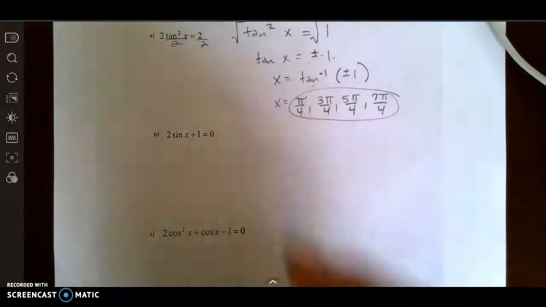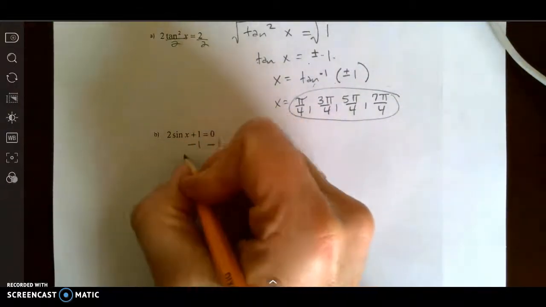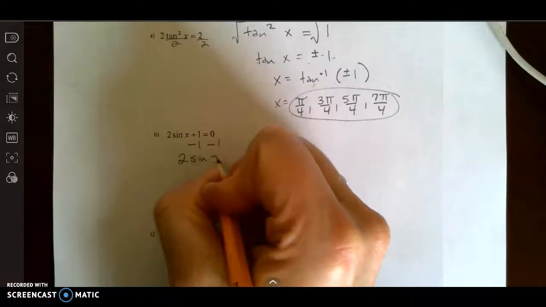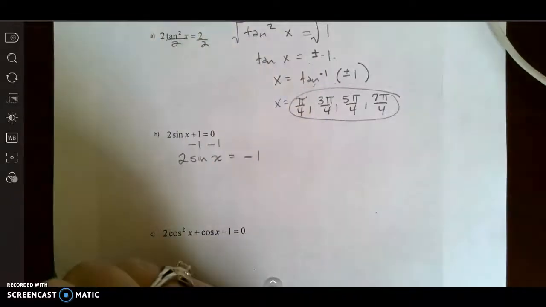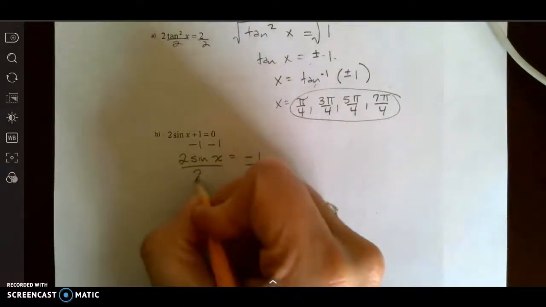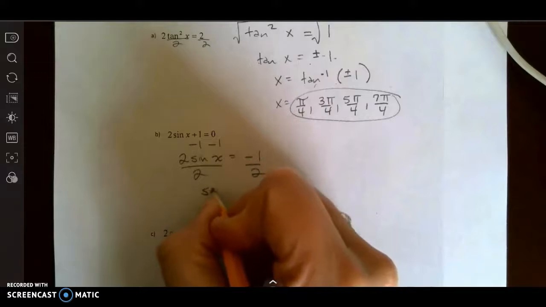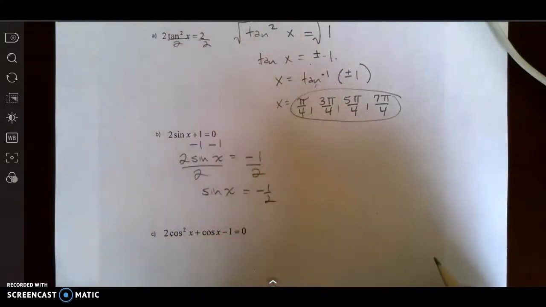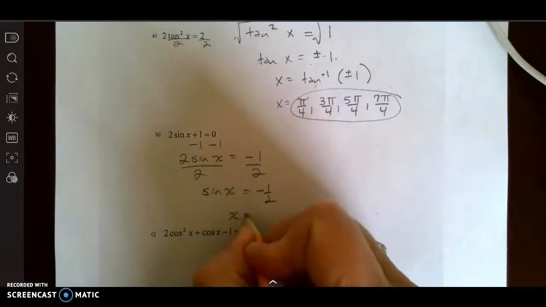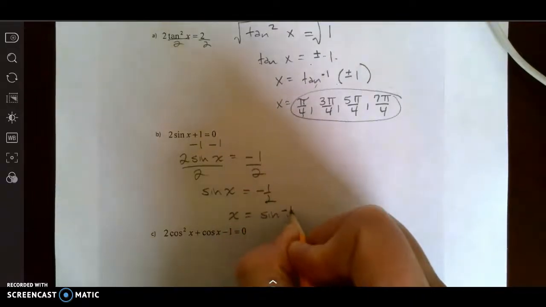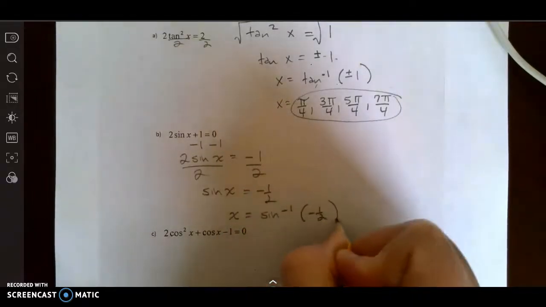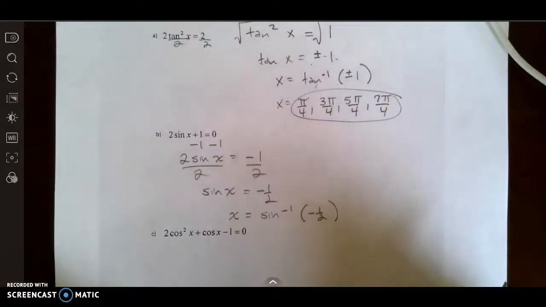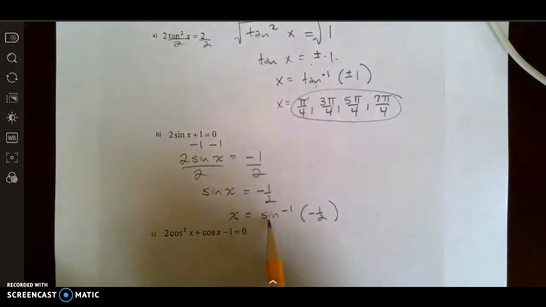Right, letter B. Subtract 1 from each side, and I get 2 times the sine of x equals negative 1. Divide both sides by 2, and I get that the sine of x equals negative 1/2. I take the inverse of each side. x equals the inverse sine of negative 1/2, which means I'm going to look on my unit circle for where the y coordinate is negative 1/2.